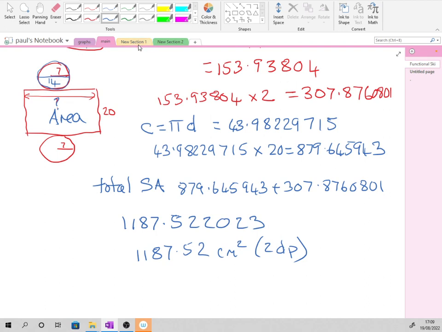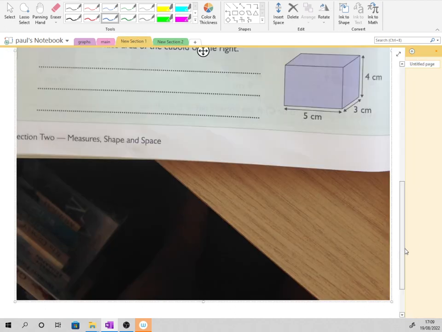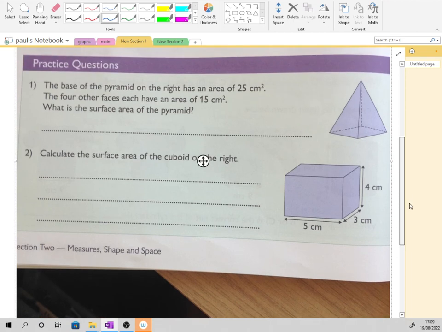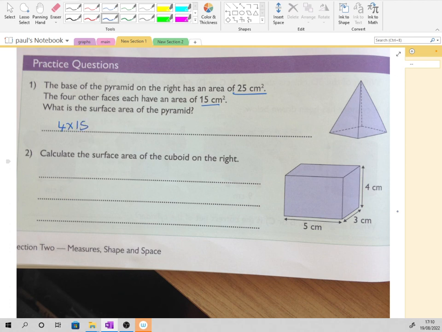Yeah, let's have a look at some questions from a publication. Right. The base of the pyramid on the right has an area of 25. Oh, they've already worked that bit out for us, yeah? The other 4 faces each have an area of 15, so they've done that. What's the surface area? So we've got 4 times 15 for the 4 sides, which is 60. And then we've got 60 plus the bottom, 25, which equals 85 centimeters squared.